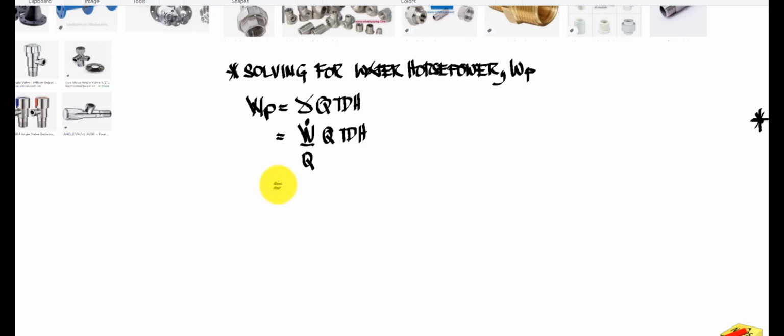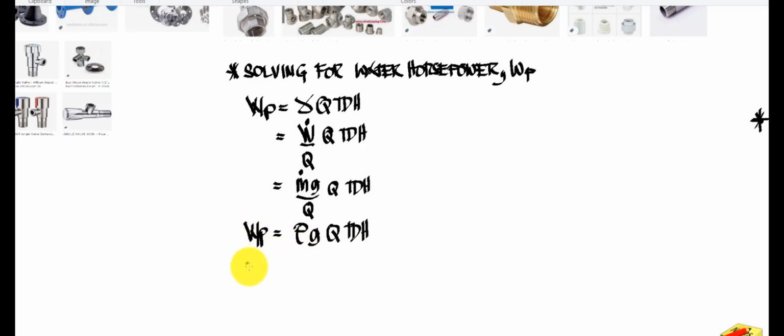Then our weight flow rate can be expressed as the mass flow rate times the gravity, divided by the volume flow rate, times the Q. Then we have your total dynamic head. Now we can express this in terms of density: that will be density times the gravity, times the volume flow rate, times your total dynamic head. So we can express our water horsepower in this form.